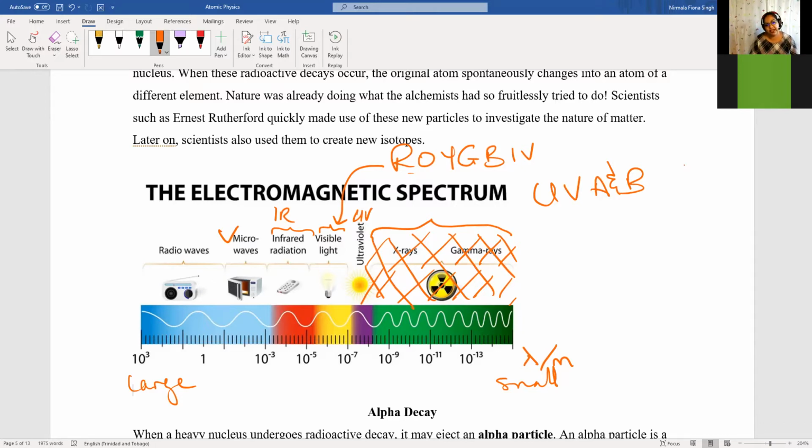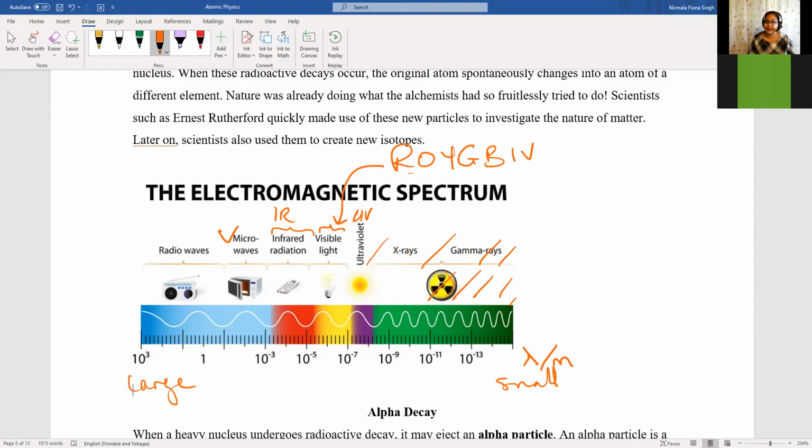And then we have UVA, UVC, right? We have different types of ultraviolet radiation, ultraviolet light, with a different amount of energy. And the more energetic it is, the more harmful it is to biological cells. But I'm jumping the gun. That topic is a little later on.